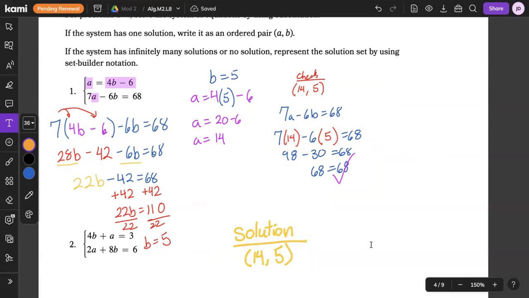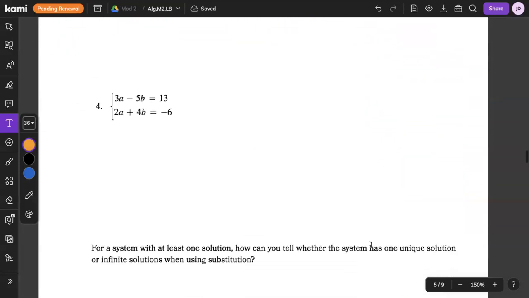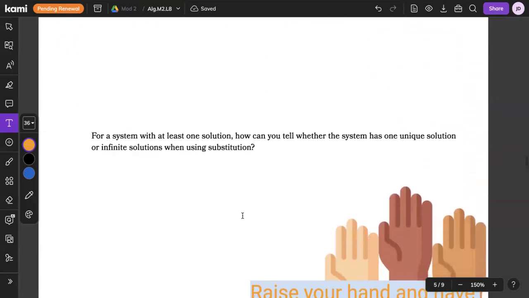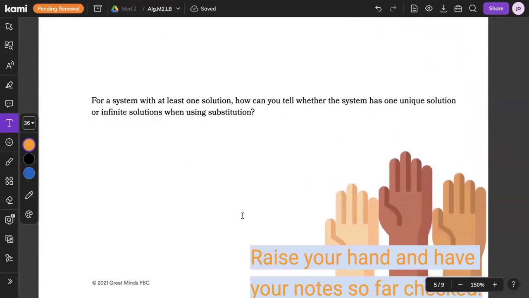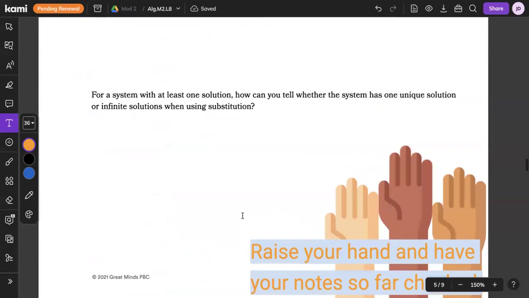Just like with the last one, you are going to do numbers 2, 3, 4 by yourself. At the end of that, you're going to get the notes so far checked, and then the rest of the lesson you are on your own.